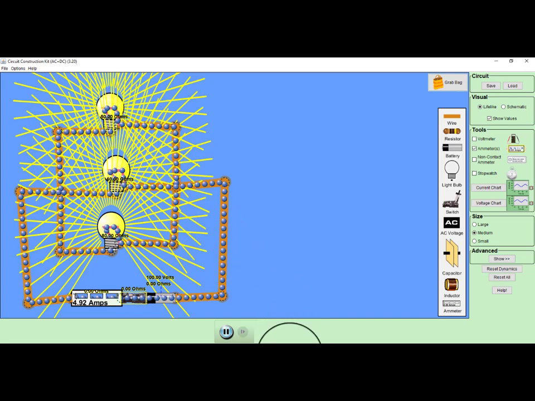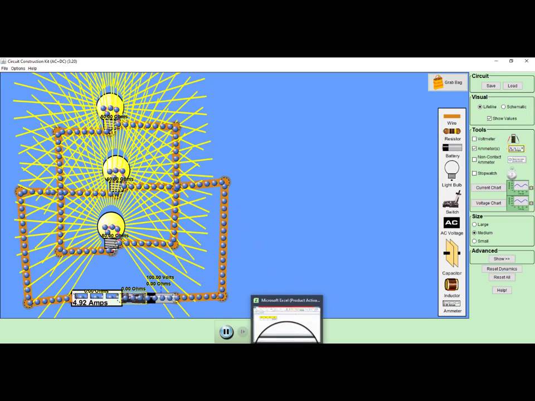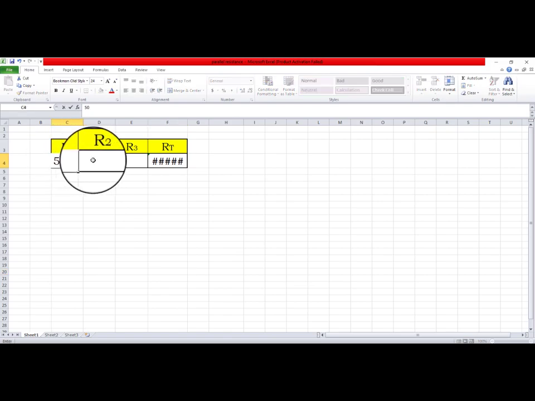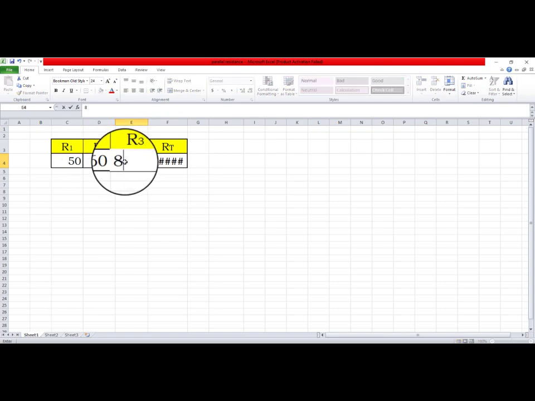Now what we will do, we will calculate the equivalent resistance of these 3 resistors which are connected in parallel. For that I will take Excel. So I have written R1, R2, R3 here. So R1 is how much? 50. R2 was how much? 60. And R3 is how much?